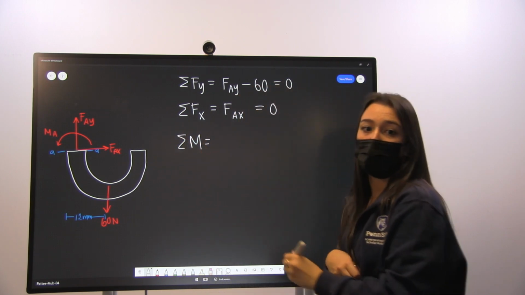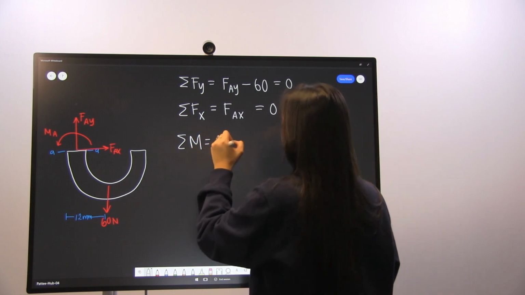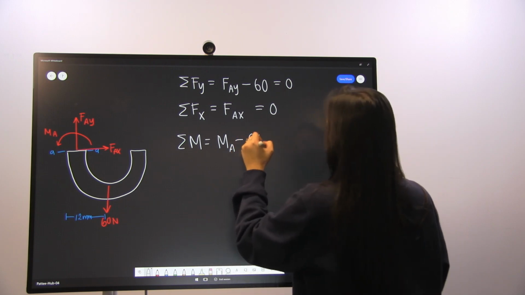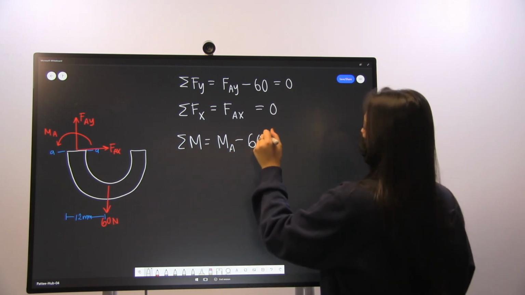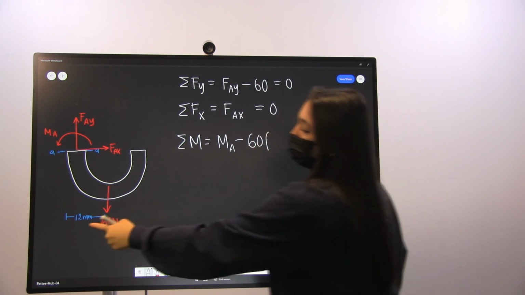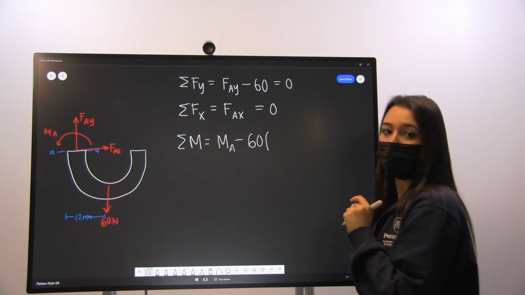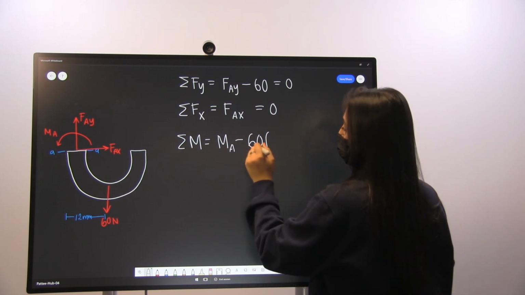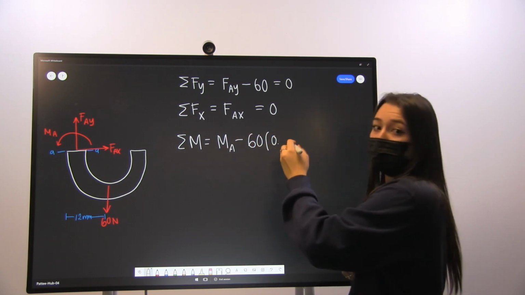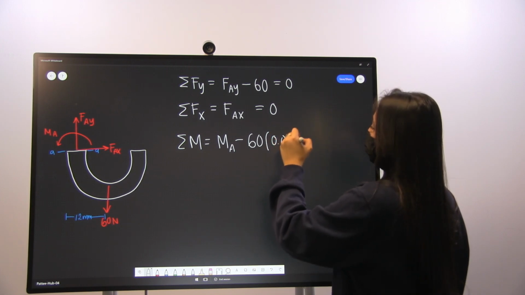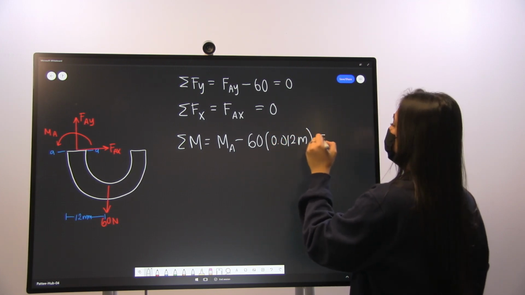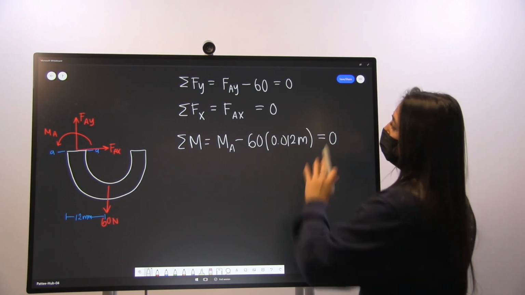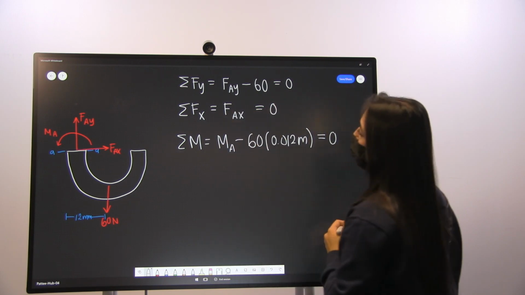And then summing our moments, we have our MA, and then we're going to subtract our 60 Newton force that is acting 12 millimeters away from our point of interest. So that's going to be minus 60 times 0.012 meters. And again, this is all equal to 0. So now that we've set up our equilibrium equations, we can rearrange them to solve for our unknowns.